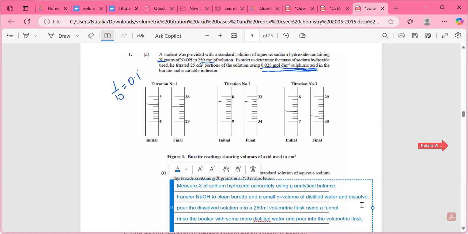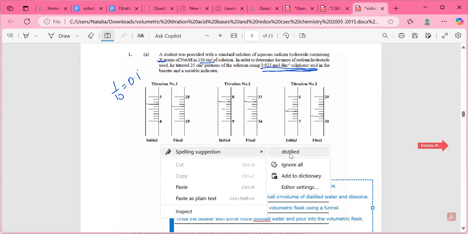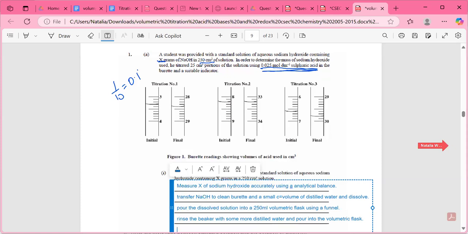When we're finished doing that, we are going to add more distilled water to the flask until the water sits on the graduation mark. So that's how we prepare a standard solution.